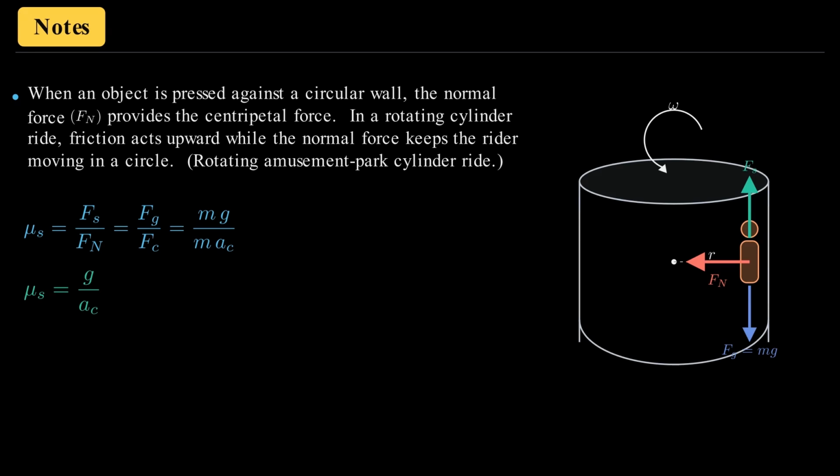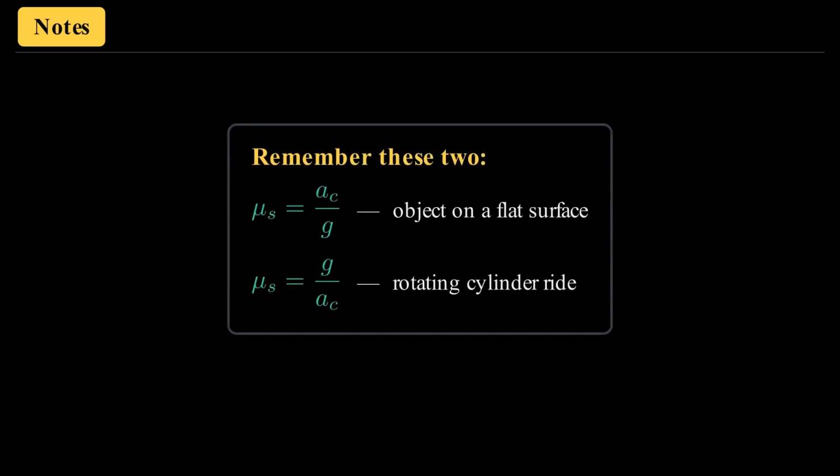Again, we have two equations for AC, you can write them depending on what the question asks. You have to take that into consideration. Now, μs is equal to r multiplied by g divided by v squared. μs is equal to g divided by omega squared multiplied by r. Before solving the following questions, you have to know these notes. You can also memorize the final equation: μs is equal to AC divided by g for an object moving on a flat surface, or μs is equal to g divided by AC for a rotating cylinder, right?